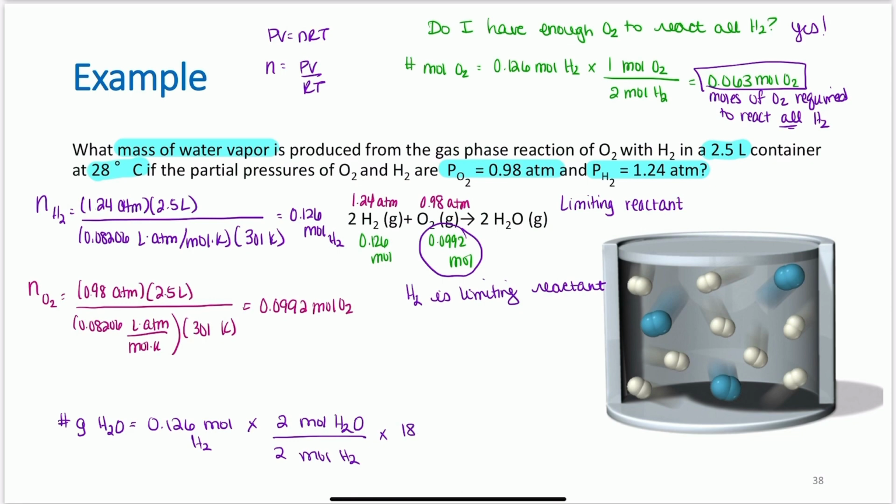Water has a molar mass of 18.02 grams per mole. Remember, it's asking for mass here. Mass is not moles. Moles is a number. Grams is a mass. 2.27 grams of water vapor will be produced. So we figured out what our limiting reactant was, and we used that to see how much of our product we could actually make.